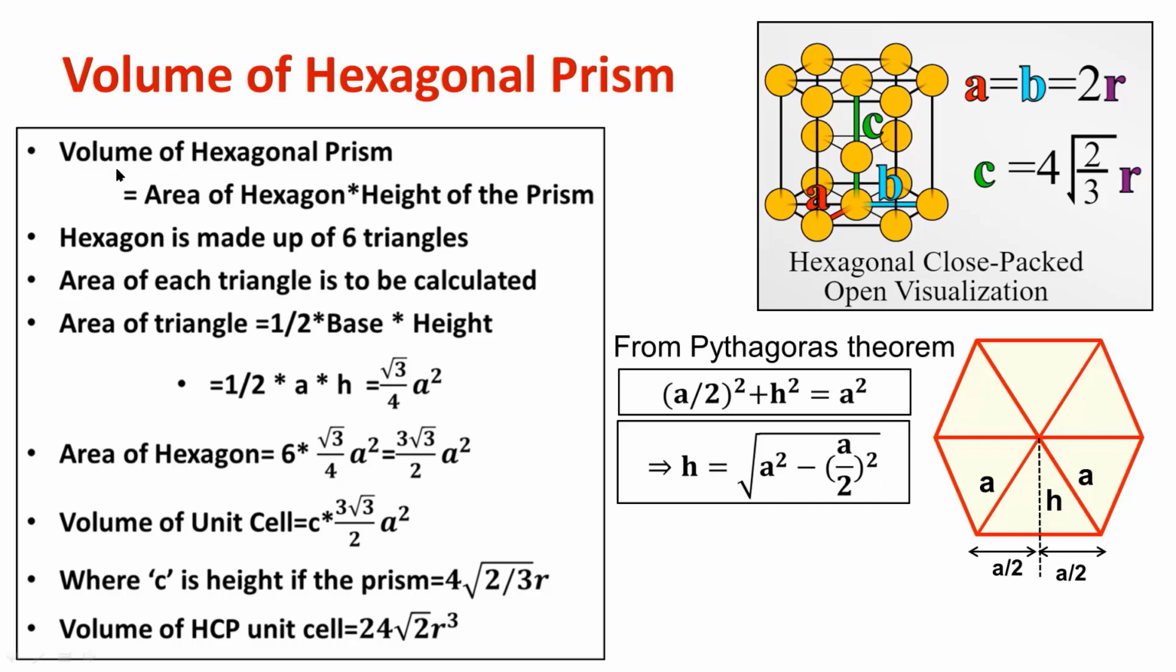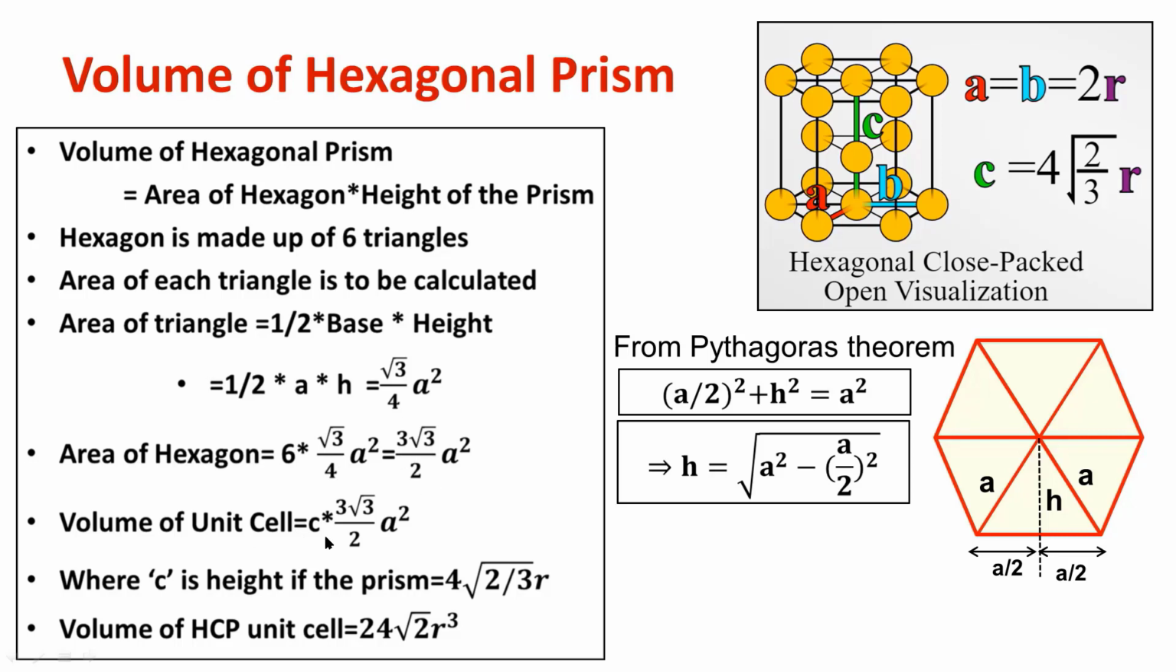We are discussing these details here. Volume of the hexagonal prism is equal to the area of the hexagon into the height of the prism. The hexagon is made up of 6 triangles. Area of each triangle is to be calculated. Area of a triangle is half base into height. That comes to half into a into h, which is nothing but root 3 by 4 a square. These simplifications are taken from here. Area of the hexagon is 6 into root 3 by 4 a square, that is equal to 3 into root 3 by 2 a square.